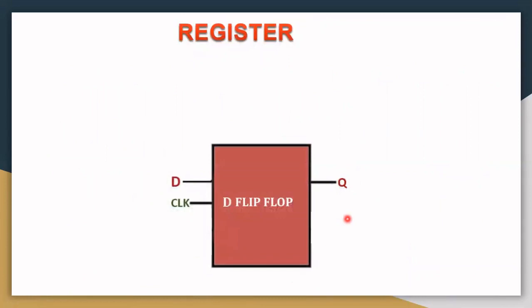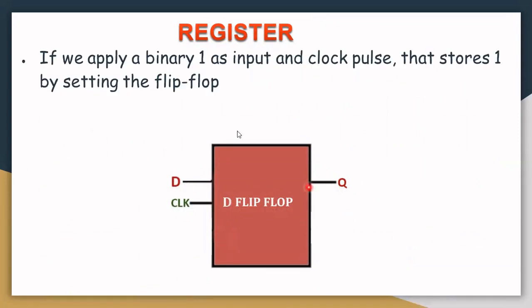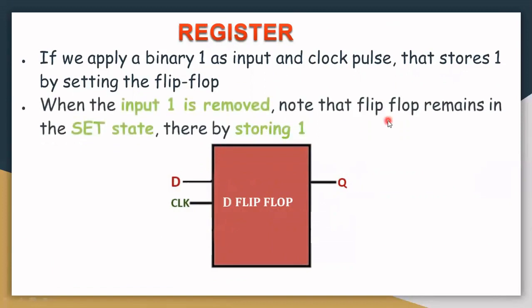So, I already discussed we are using a D flip-flop to store 0 and 1. If we apply binary 1 as input and a clock pulse, this D flip-flop can store 1, or it will go to the set state. When the input 1 is removed, note that the flip-flop remains in the same state. That means it will retain its previous output. So we can store 1.